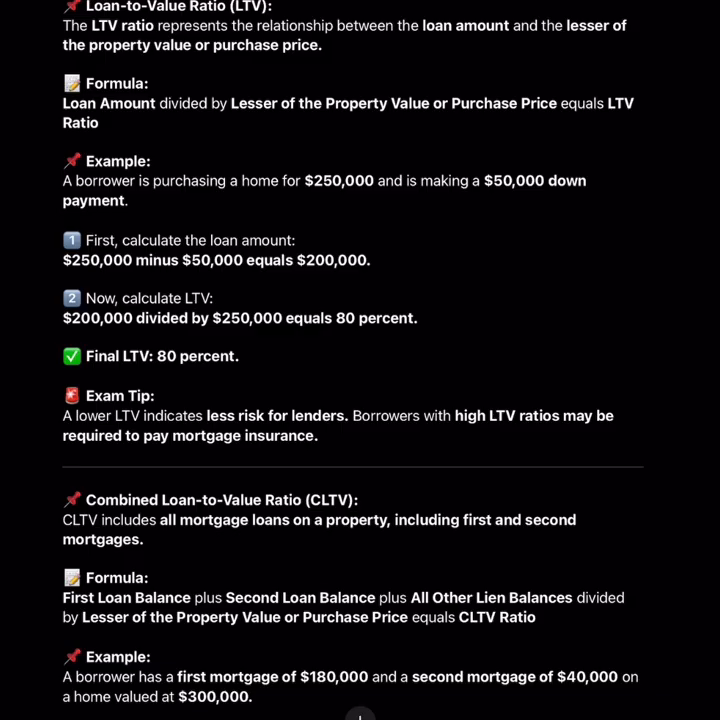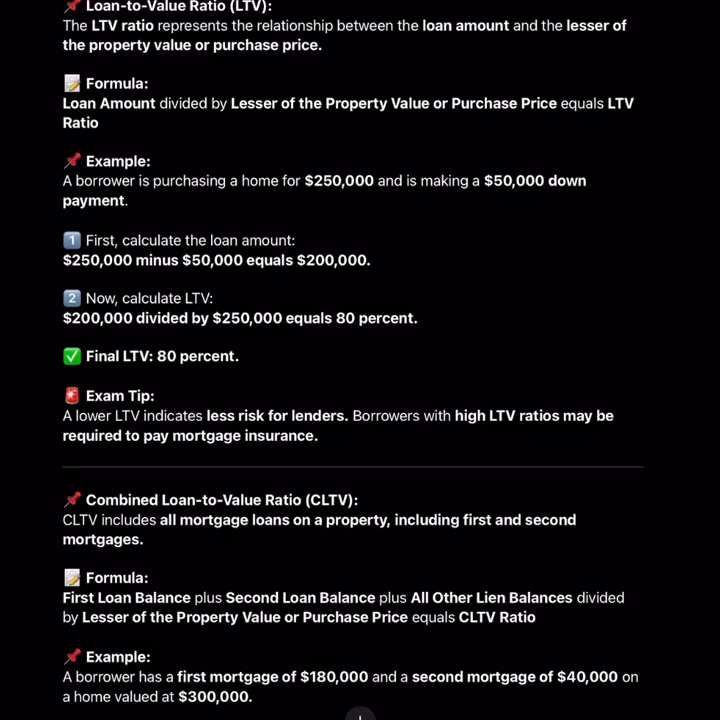Example: a borrower is purchasing a home for $250,000 and is making a $50,000 down payment. 1. First, calculate the loan amount. $250,000 minus $50,000 equals $200,000. 2. Now calculate LTV. $200,000 divided by $250,000 equals 80%. Final LTV, 80%. Exam tip: a lower LTV indicates less risk for lenders. Borrowers with high LTV ratios may be required to pay mortgage insurance.